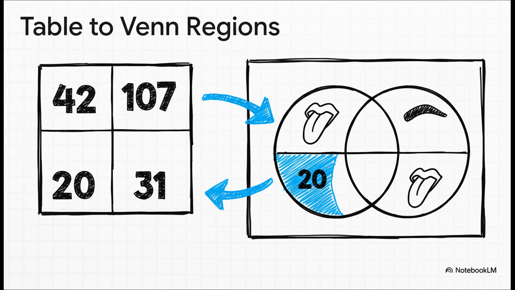The four main cells in our table, they map exactly to the four regions of a Venn diagram. Those 42 students who can do both, they go right in the middle in that overlapping section. The 107 who can only roll their tongue go in one circle. The 20 who can only raise an eyebrow go in the other. And the 31 who can't do either, they just hang out on the outside. It's the exact same data, just shown in a different, more visual way.